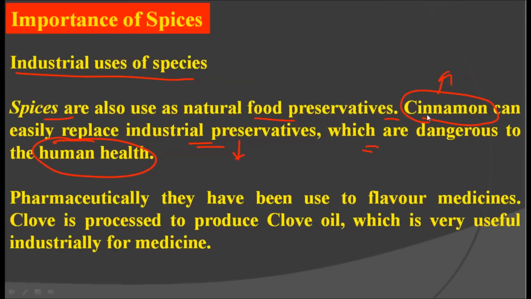Pharmaceutically, spices have been used to flavor the medicine. Clove is processed to produce clove oil, which is very useful industrially for the medicine. So this is the industrial application of the spices.